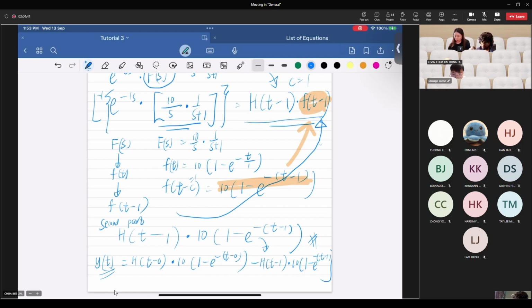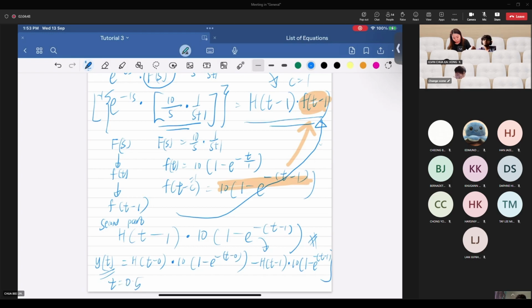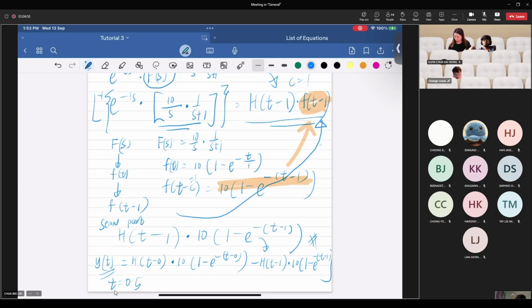Okay, now the question is, sub t equals 0.5 and also t equals 2 into this equation. So I will copy the whole thing to the next page.